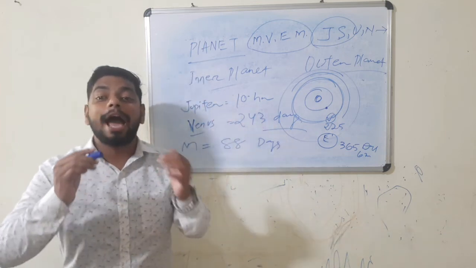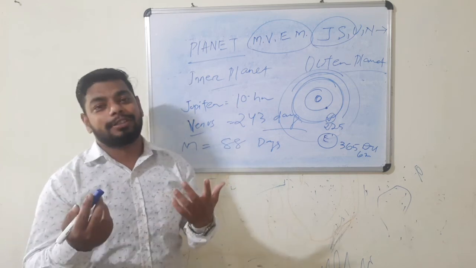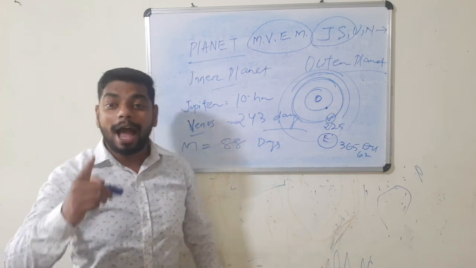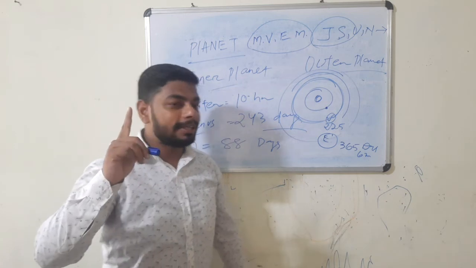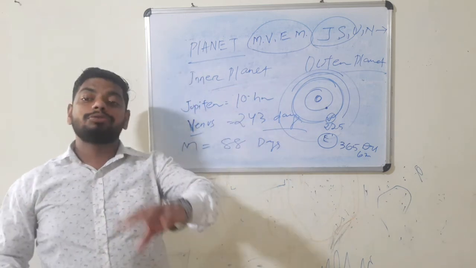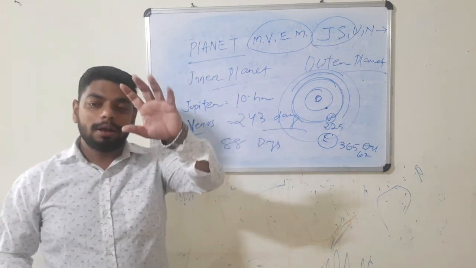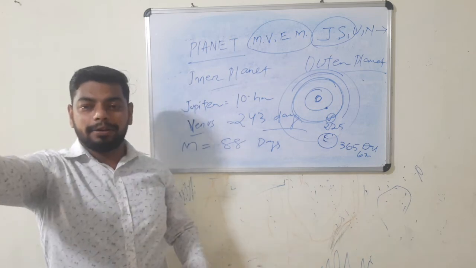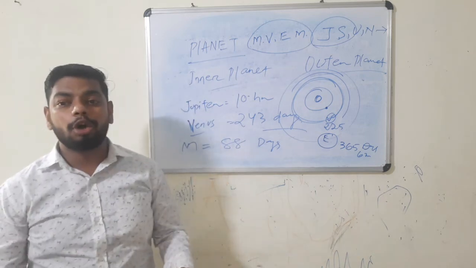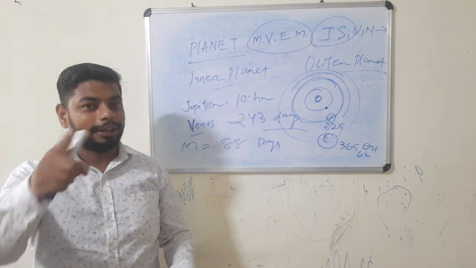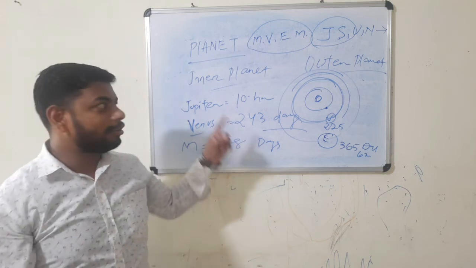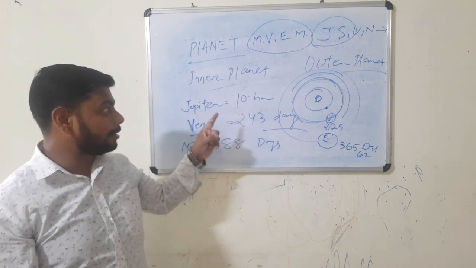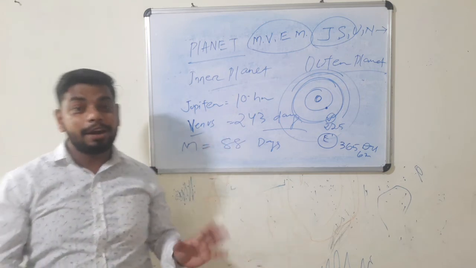Okay, why so? Because of the presence of iron oxide at its surface. We will also learn which one is a yellow star, which one is the farthest planet. So this will be our journey. Stay tuned. In the next video we will tell about Mercury, Venus, Earth, Mars, each planet in detail.